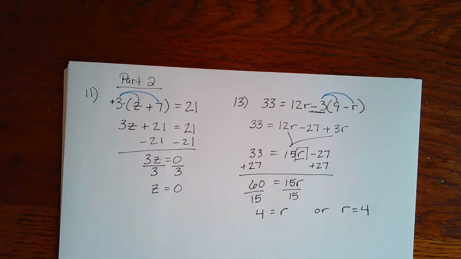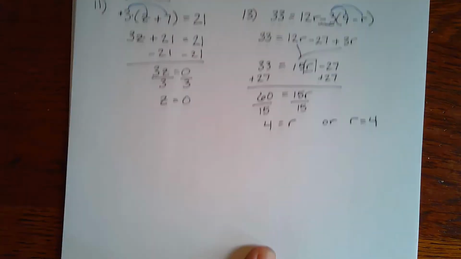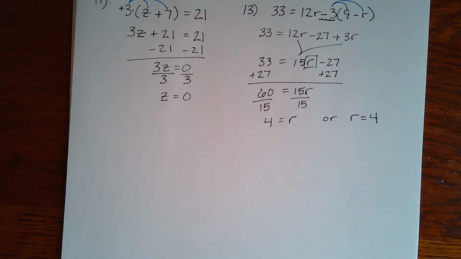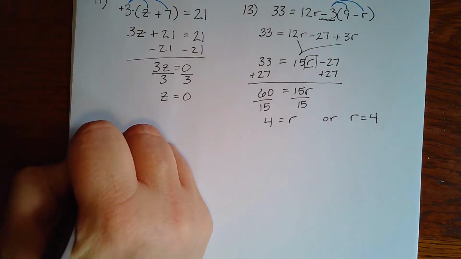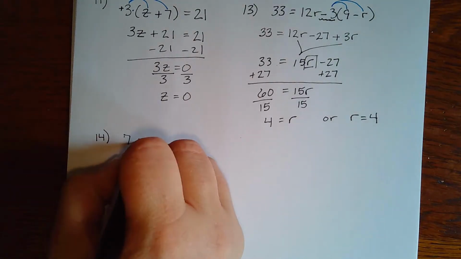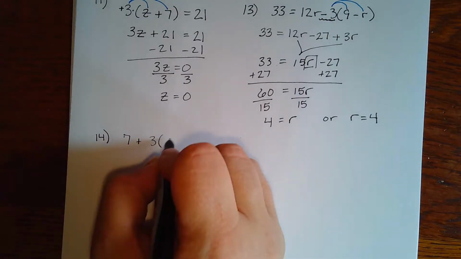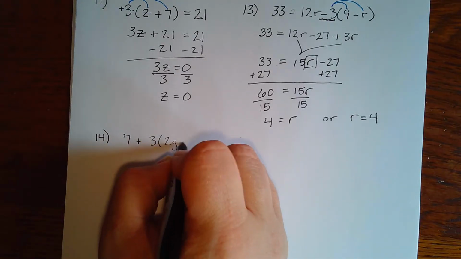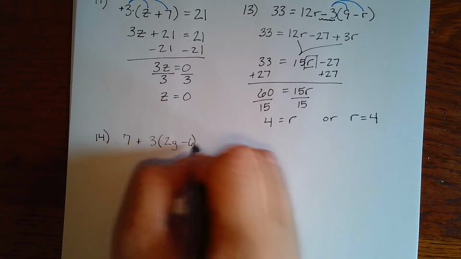All right, let's try number 14, and then we're going to look at the 3 story problems that we have. So number 14, we have 7 plus 3 times the grouping 2g minus 6 equals negative 29.